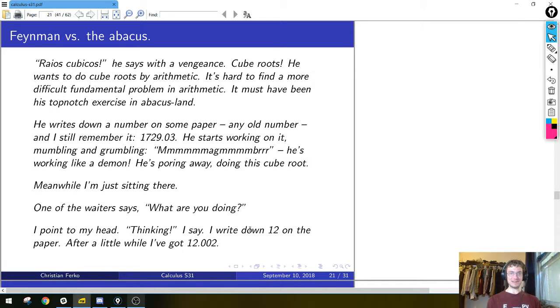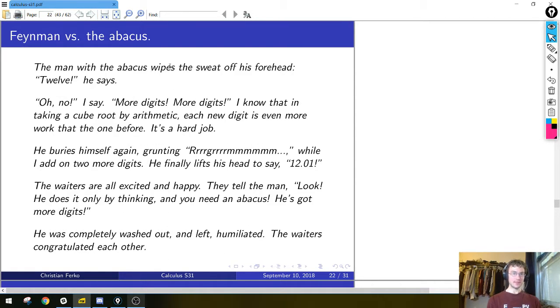Meanwhile, I'm just sitting there. One of the raiders says, 'What are you doing?' I point to my head. 'Thinking,' I say. I write down 12 on the paper. After a little while, I've got 12.002. The man with the abacus wipes the sweat off his forehead. '12,' he says. 'Oh no,' I say, 'more digits, more digits.'